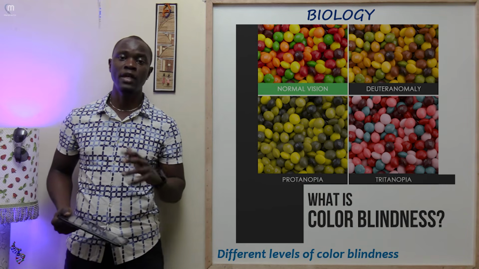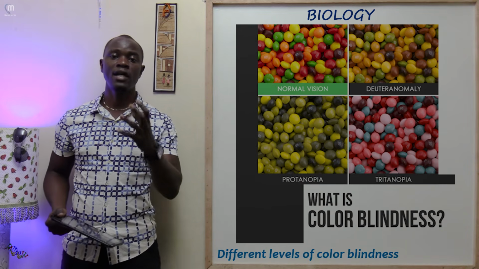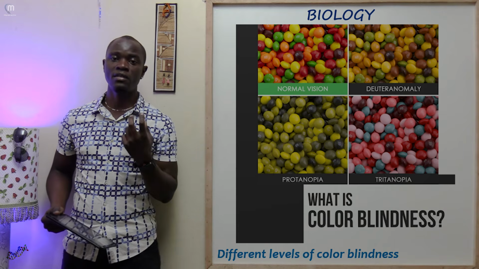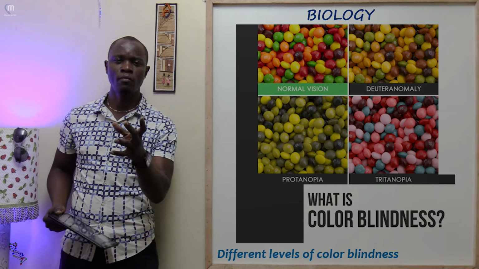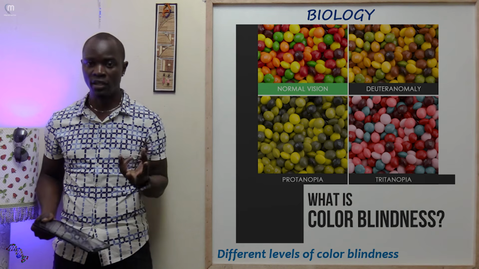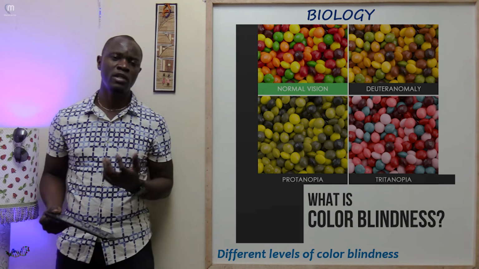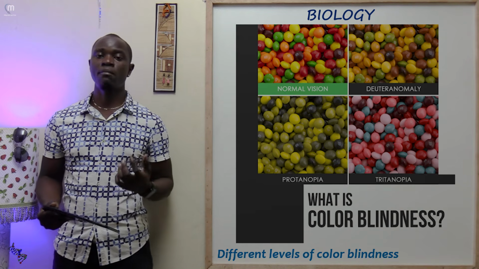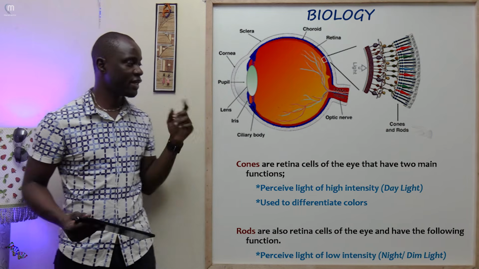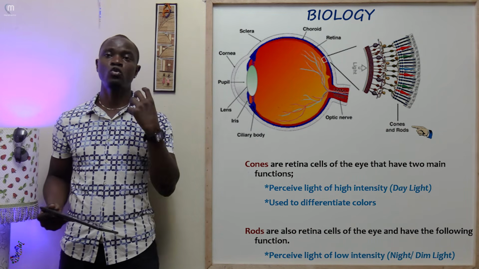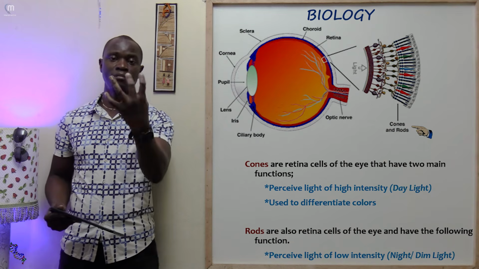Completely colorblind. If they look at blue, they see it as dark gray. If they look at red, they see it maybe brownish, or somewhat grayish. So what exactly leads to this condition? This condition is brought about when the cones of the retina, which also enable us to perceive light, bright light, are missing or defective.